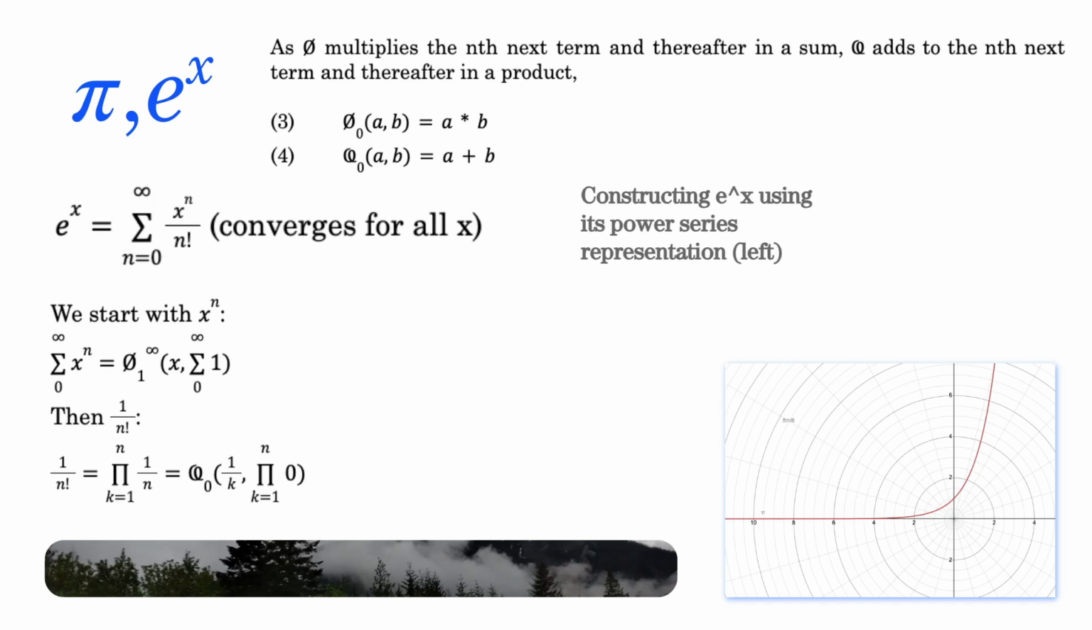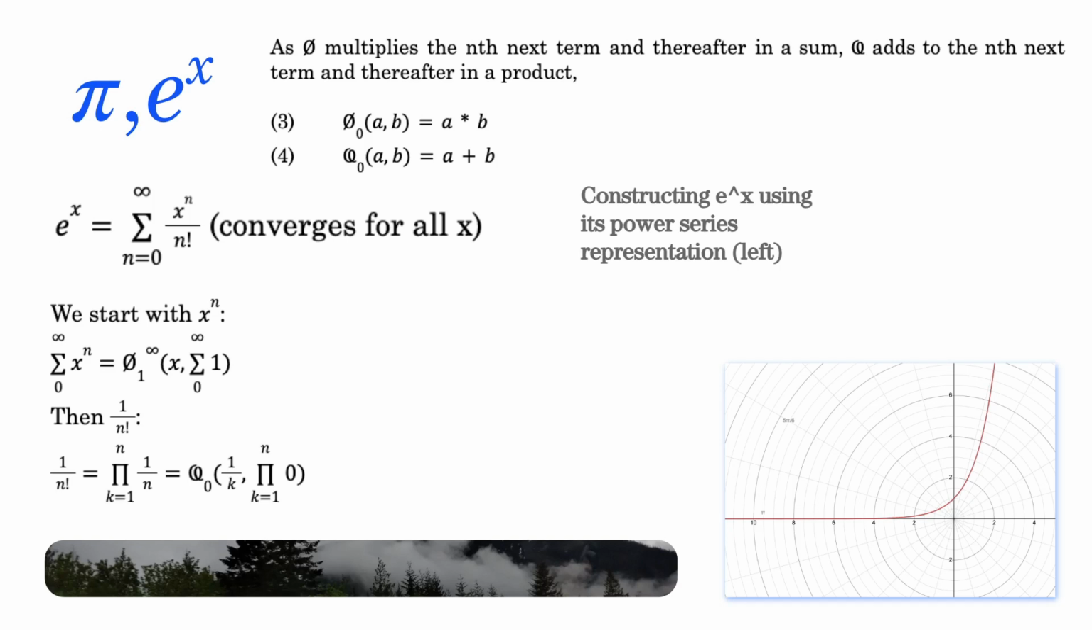As the null function multiplies the nth next term and thereafter in a sum, the void function adds to the nth next term and thereafter in a product. We can get the 2 identities where null sub-zero of a and b equals a times b, and void sub-zero of a and b equals a plus b. Surprising, isn't it? This is essentially how the a turned into a variable f of x, for example, turns into the thing being multiplied or being summed.